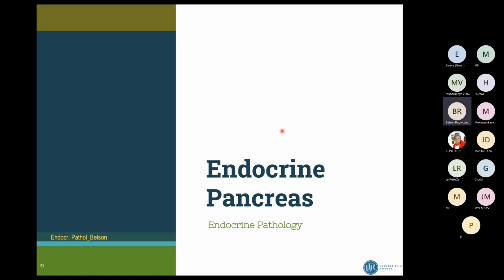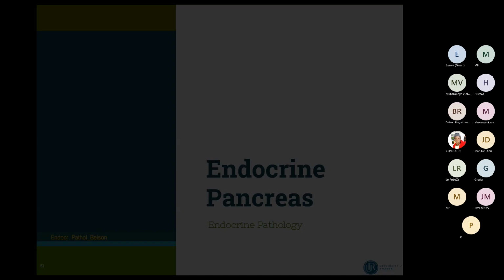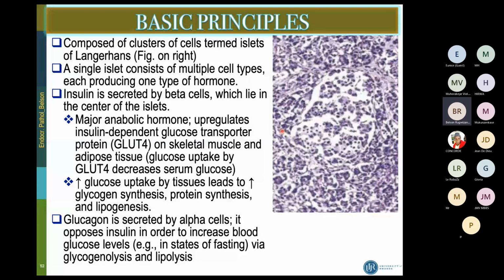Okay, so we proceed with the endocrine pancreas. The exocrine pancreas, we covered it in GIT. As you know, in the pancreas, we have mainly the exocrine pancreas, which excretes enzymes that you know their functions. But within the pancreas, there are small islands, or here they're called the islets of endocrine cells.